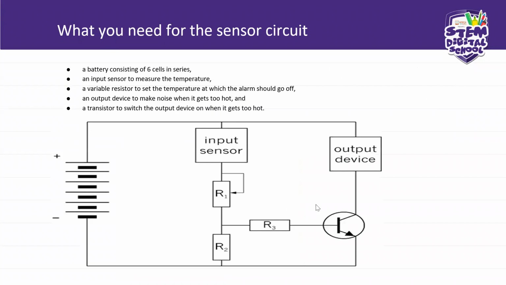There is your input sensor and your output device. There could be a thermistor, an LDR here, okay? Because we are doing 3 sensors here. You could have a thermistor or an LDR here, okay? And then you could have an output device here, an LED or a buzzer. Now, this, what is this? This is your variable resistor.